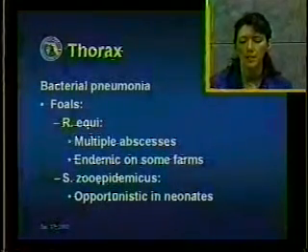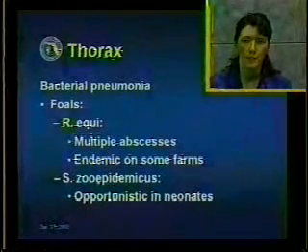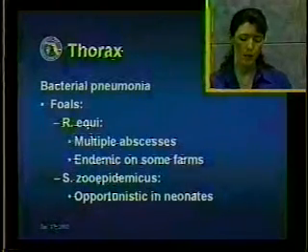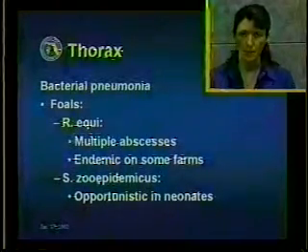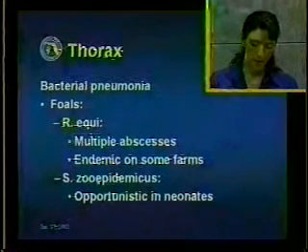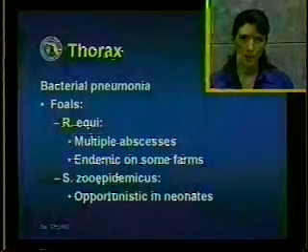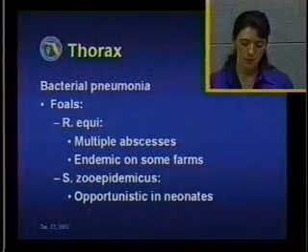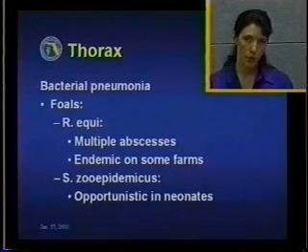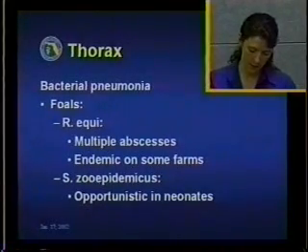A way to try to decrease the incidence of disease in these foals is to administer hyperimmune plasma as soon as they're born. Another cause of bacterial pneumonia in foals is Streptococcus zooepidemicus, and this is more an opportunistic organism in neonates.